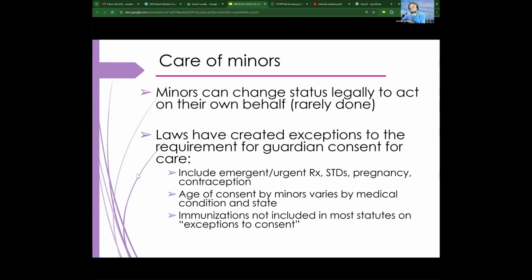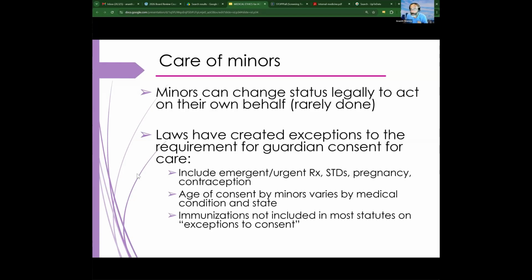Now, aside from an emancipated minor, which is very different, so a minor who has not pursued that legal process to be emancipated, there are laws around exceptions to the requirement to having a guardian's consent for care. So exceptions where we do not have to obtain consent are anything emergent or urgent. So obviously, should a 16-year-old come in because of a car collision and they're severely injured, you don't have to wait until getting consent from their guardian to proceed with life-saving treatment, right? You just proceed with it.